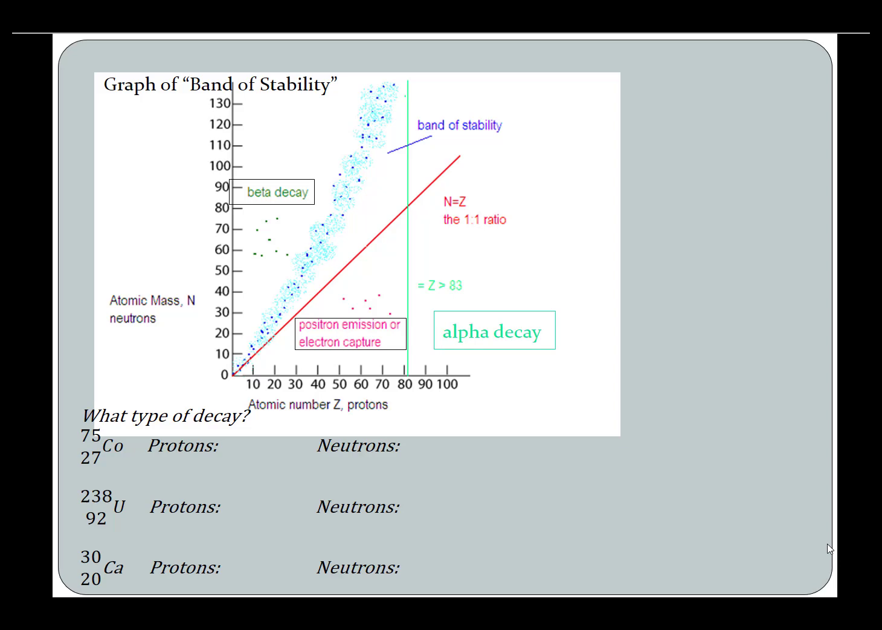A graph of the band of stability is a chart that graphs the number of protons on the x-axis versus the number of neutrons. You can see up to about 20 protons that it is stable if there are 20 neutrons also. Right after the 20 and 20, you can see it veers off. This is the stability area.